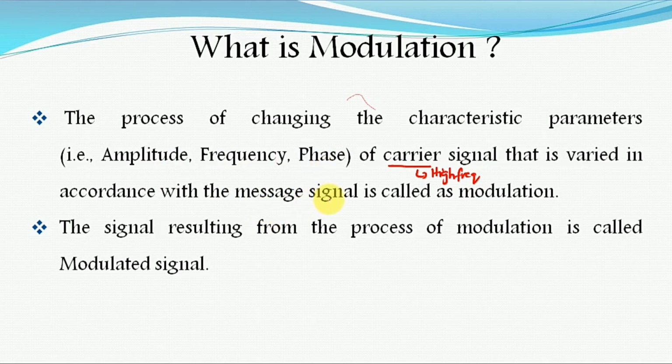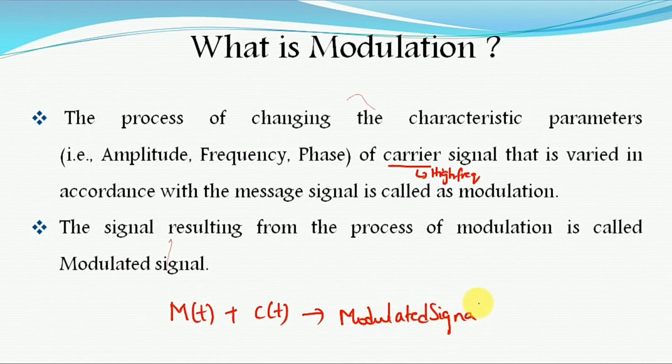In this way we are achieving modulation, and the signal that results from the process of modulation is called the modulated signal. So finally, by superimposing the message signal with the carrier signal, we obtain a modulated signal. So this is modulation. Now in the next part, we are going to see the necessity of modulation.